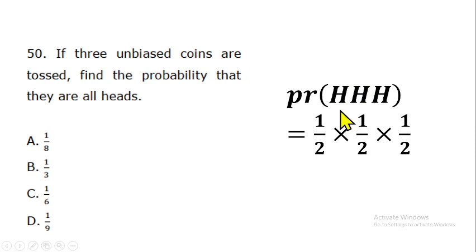The probability of a head in the first coin is 1 over 2. Probability of a head in the second coin is 1 over 2. Probability of a head in the third coin will be 1 over 2 as well. If you multiply them together, that will give us 1 over 8 as the probability of all of them showing head. And option A is the correct option for question number 50.